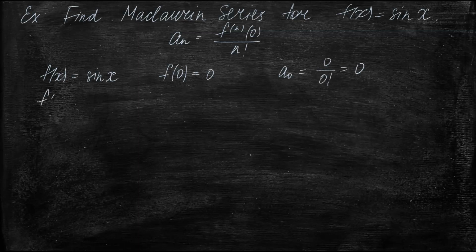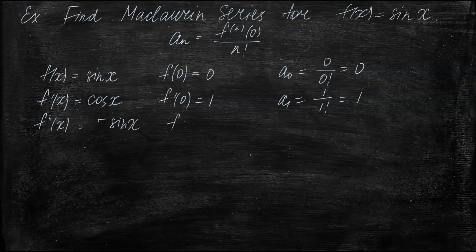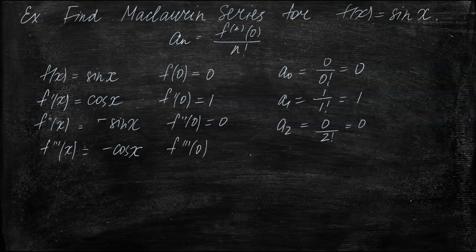It's 0. Now the first derivative of sine is cosine. So the first derivative at 0 is 1. So the first coefficient will be 1 over 1 factorial, which is 1. The second derivative is negative sine x. So the second derivative at 0 is again 0. So the second coefficient is 0 over 2 factorial, which is 0. Continue with the third derivative, it will be negative cosine x. So the third derivative evaluated at 0 is negative 1, meaning the third coefficient will be negative 1 over 3 factorial, which is negative 1/6, and so on.